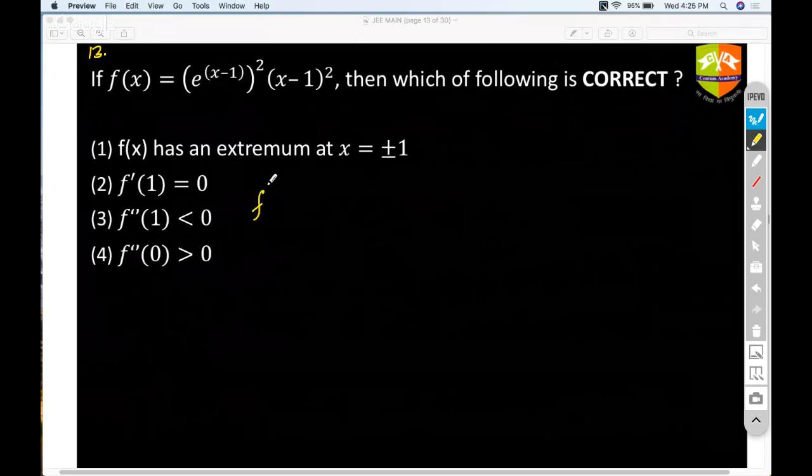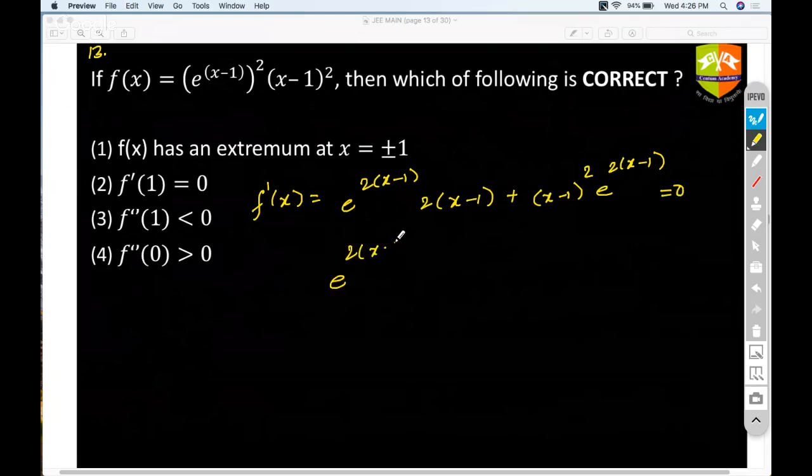All right. So let's do this question. So derivative of this, I can simply follow product rule. Now, if this is 0, first of all, we can take e to the power 2x minus 1 common. So that would leave us with 2x minus 2 plus x square minus 2x plus 1.